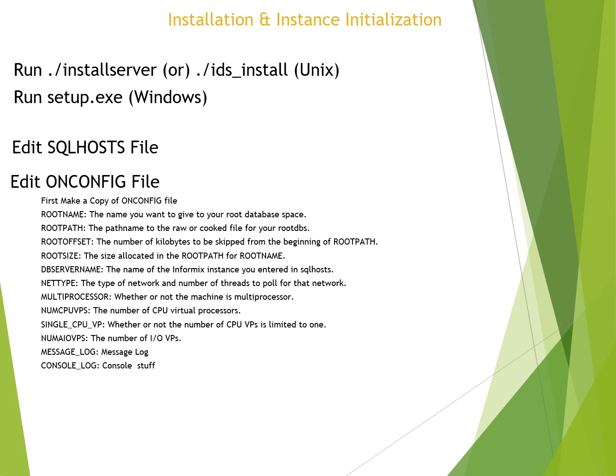These are the major parameters I am listing here. One is ROOTNAME: the name you want to give your root dbspace. Then ROOTPATH, the path name to the raw or cooked file for your root dbspace. ROOTOFFSET, the number of kilobytes to be skipped from the beginning of ROOTPATH, and ROOTSIZE, the size allocated in the ROOTPATH for ROOTNAME. DBSERVERNAME, the name of the Informix instance you entered in the sqlhosts. NETTYPE, the type of network and the number of threads to poll for that network.